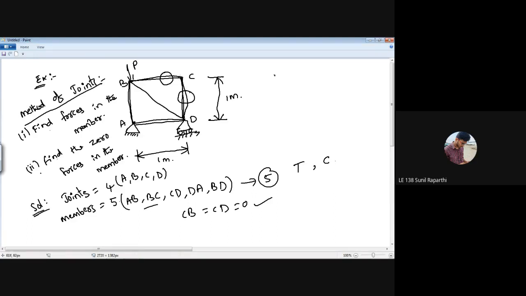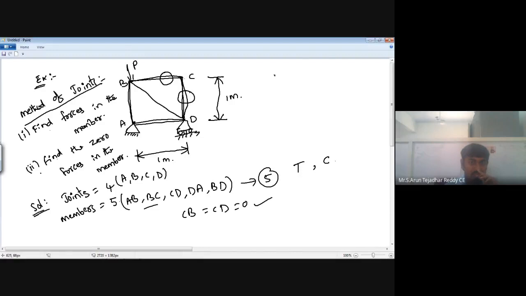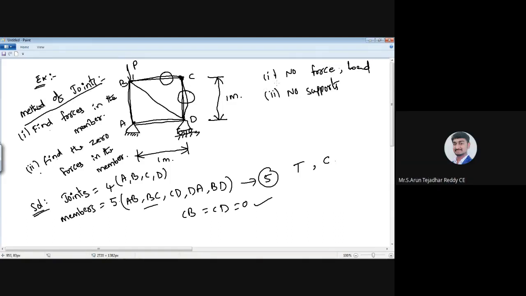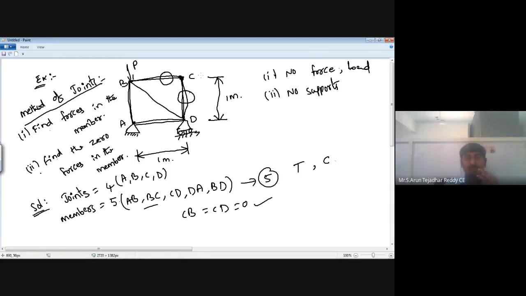The first point is there is no force on the joint C. And the second one is no supports are acting on the joint C. No force or else no load on the joint C, and no supports are acting on joint C.